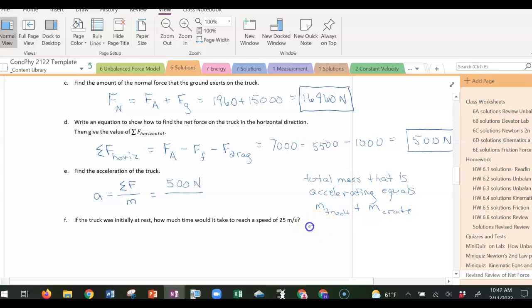Okay, so it would be that 1530.612 kilograms plus the crate has a mass of 200 kilograms. So I need to add both of those together, and that gives me 1730. Okay, that's the mass that I'm going to use here to find the acceleration. And so I get an acceleration of 0.289 meters per second squared.